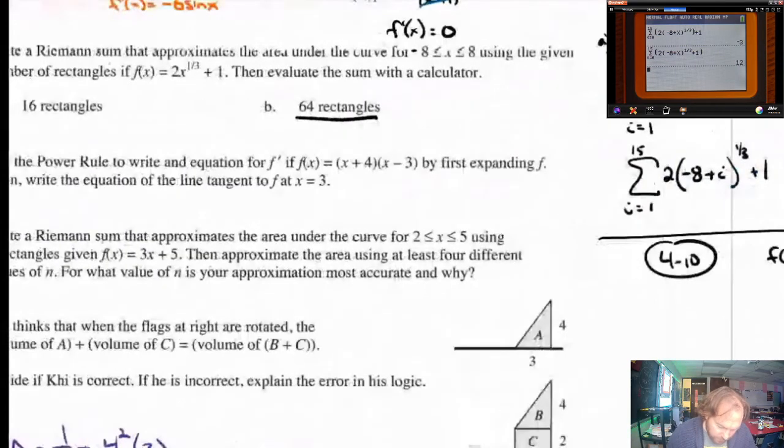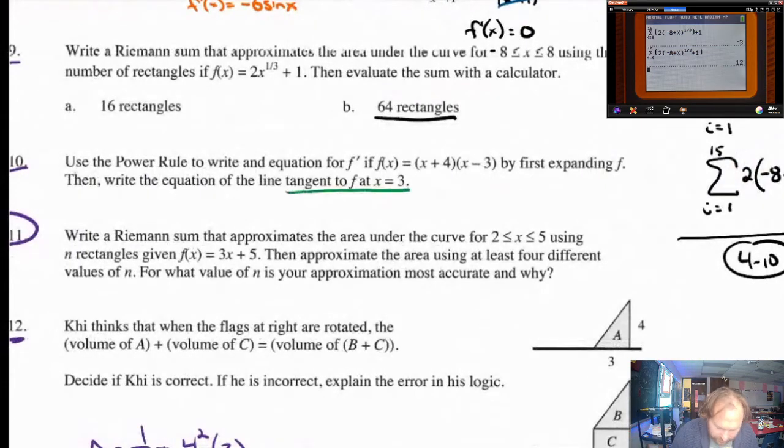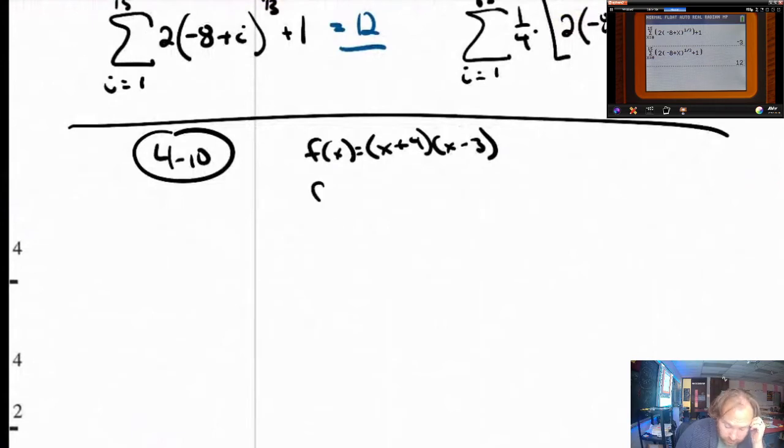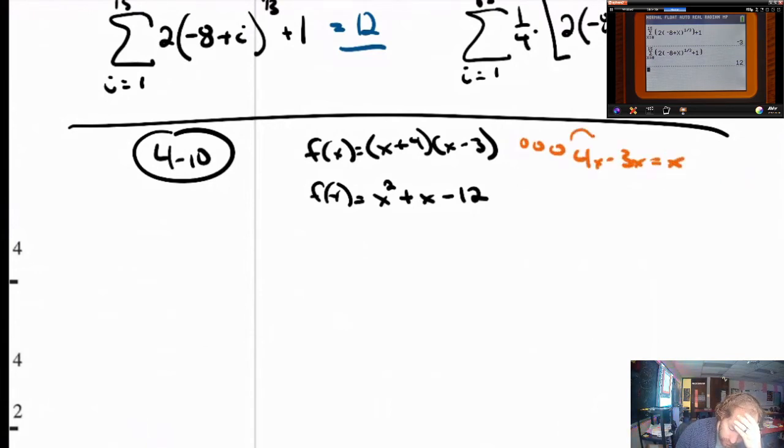We are looking for the line tangent to f at x equals 3. So the first thing we're going to need to do is to rewrite our original function as kind of a quadratic polynomial here. That'll be x squared plus x minus 12. And in my head, I'm kind of just doing 4x minus 3x to get that to happen, if you're not seeing that quite right now. But it's worth being able to do quick calculations in your head right there.